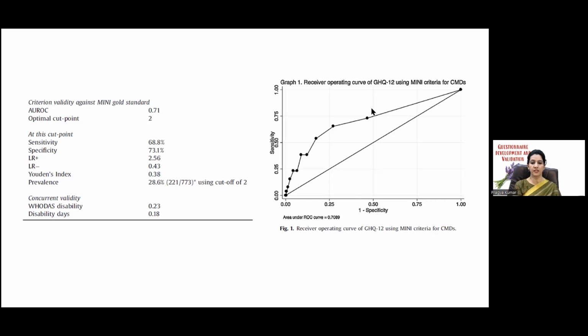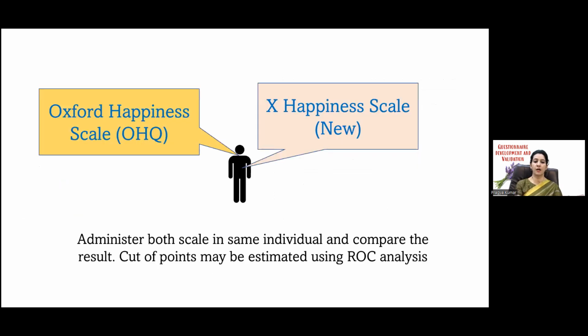And if you see this ROC curve, it is also showing whether it is discriminating between the person who is suffering from that disorder or common mental disorder or not. So that's how this is done. So for that, you need to apply 2 scales, because already there is a gold standard. Then you can compare your developed scale along with that gold standard, and you can perform these analyses.